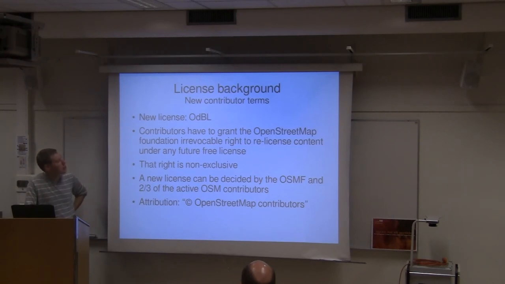These were the new contributor terms. We had an entirely new license designed to be usable with this kind of map data. And contributors have to grant the OpenStreetMap Foundation the rights to relicense the content, because it would be difficult to change license, and that was one big problem we have now, because we had to contact all contributors to change license, and well, it's quite obvious, it's not even possible to do that. Well, to change license would be possible as well, and the attribution would be easier.